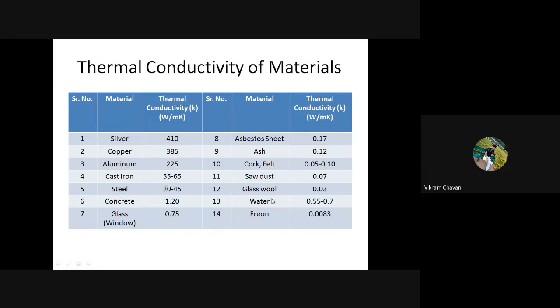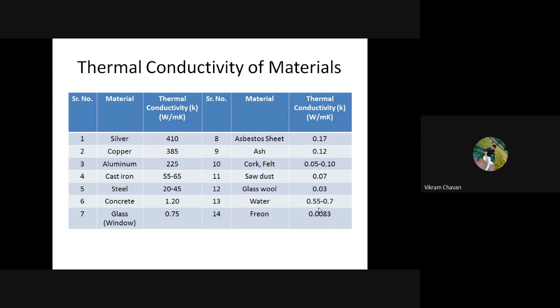Here also for cork and felt, it depends on the composition, so the range is provided, between 0.05 and 0.10. In the same way for water, the range is provided because it depends on the salt content or mineral content of that water. So when the composition changes, the thermal conductivity will change. We have discussed that a pure material or pure substance has the higher thermal conductivity, whereas for alloying materials, or if you add impurities to that material, its thermal conductivity goes on decreasing.